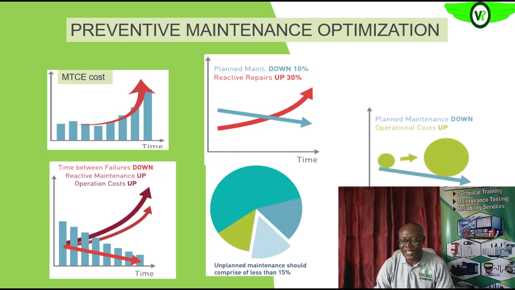Then your planned maintenance should be, that is, you have more planned maintenance in your maintenance activities. So if it is going down, as we said earlier, you need to review and optimize your maintenance process. Then the operational cost, as we said earlier, if it is going up, you need to review and optimize your maintenance process.